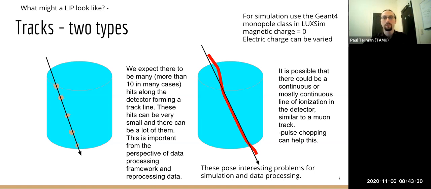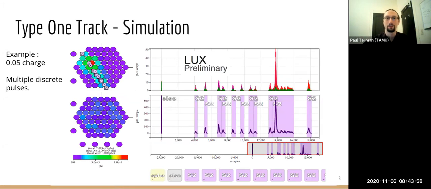In order to simulate these LIPs, we've incorporated the GEANT4 monopole class into the LUX Sim simulation suite. What we do is we take that monopole class, we turn off the magnetic charge, and we play with that electric charge that I had mentioned can come about from the Witten effect, and that allows us to simulate the LIP going through our detector.